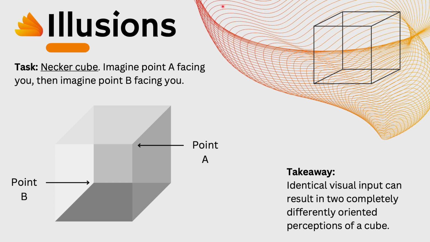This is the Necker cube illusion, and it's pretty interesting because if you focus on point A, you see one orientation of the cube, but then if you focus on point B, you may be able to get it to pop into a completely different orientation. And what that shows us is the same visual input can be interpreted in two different spatial layouts.